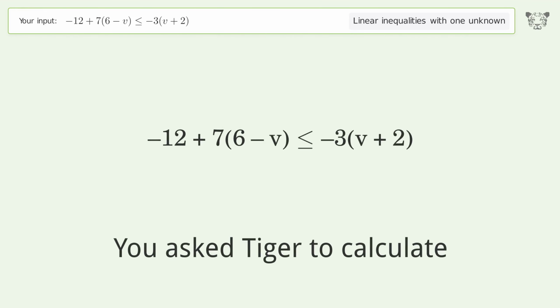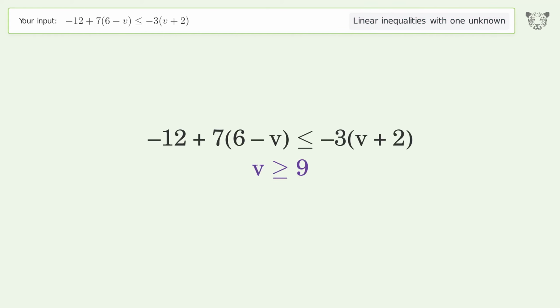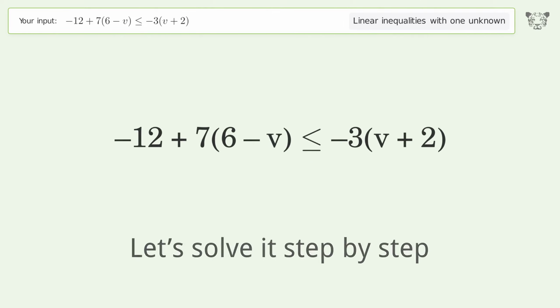You ask Tiger to calculate. This deals with linear inequalities with one unknown. The final result is v equal or greater than 9. Let's solve it step by step.